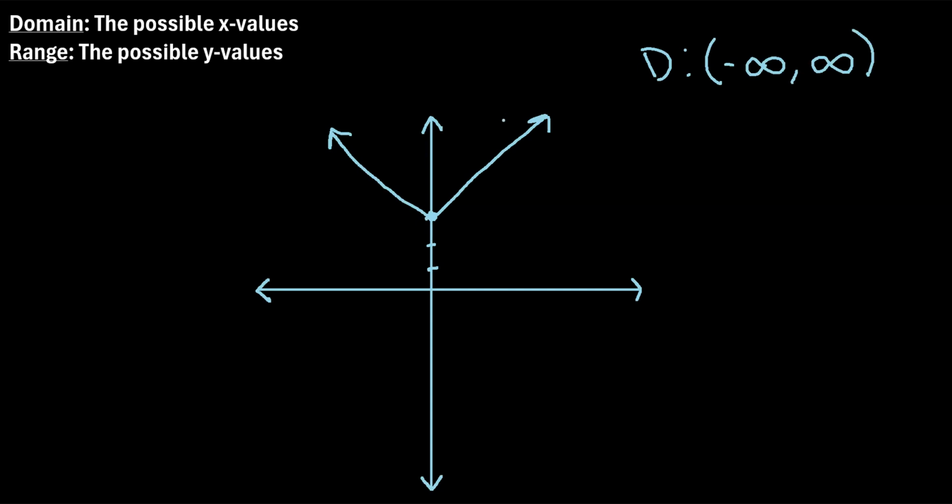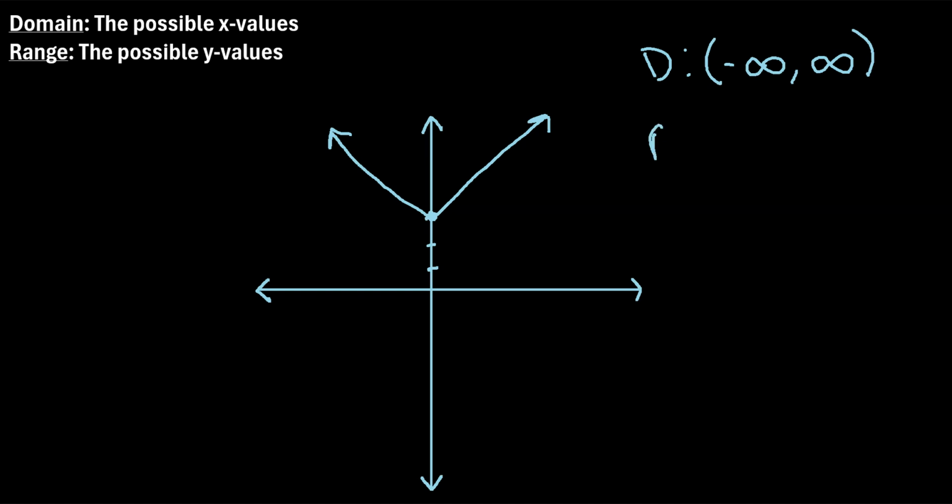For the range, remember, we're focusing on the up and the down, so the vertical direction. We can see that as this graph continues to go up in each direction, there's no restriction on how high it can go. So there's no restriction on the positive values of y, but as we go down this vertical direction, we abruptly stop at this point right here, which is 1, 2, 3. So y is not allowed to be less than 3.